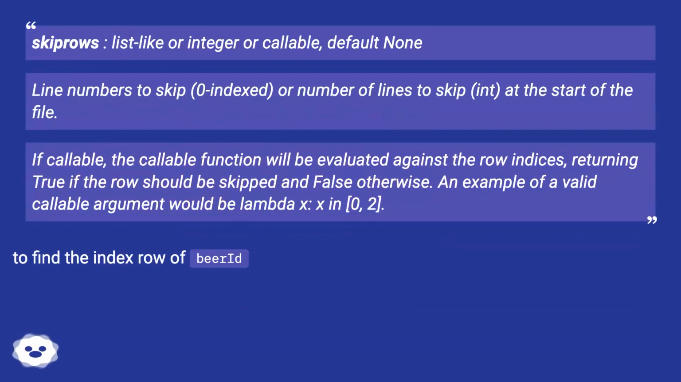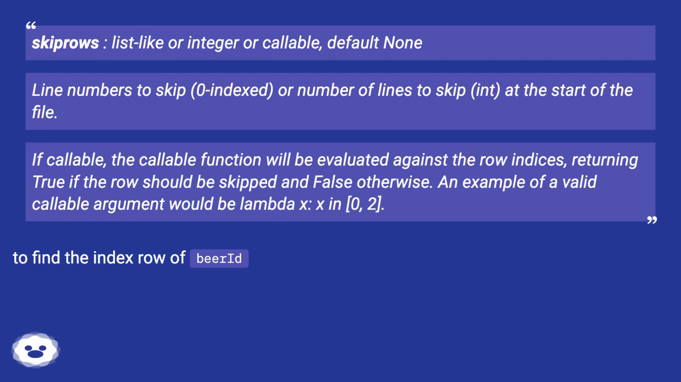skiprows: list-like, integer, or callable, default None. Line numbers to skip, 0-indexed, or the number of lines to skip (int) at the start of the file. If callable, the callable function will be evaluated against the row indices, returning True if the row should be skipped and False otherwise. An example of a valid callable argument would be lambda x: x in [0, 2].